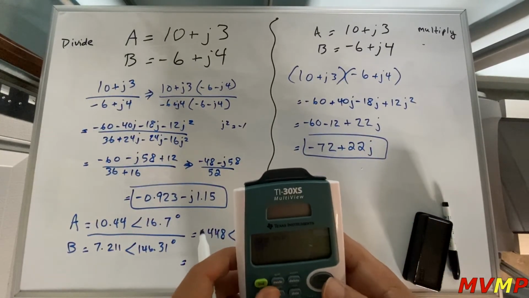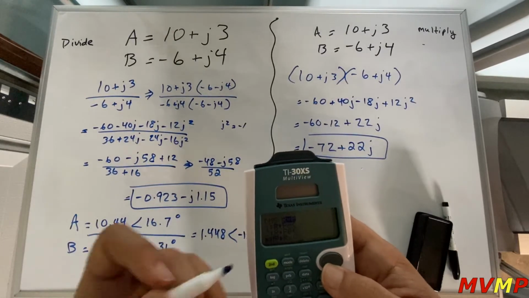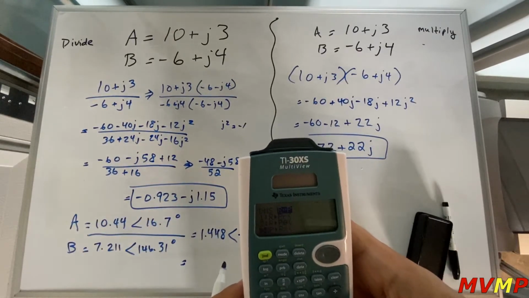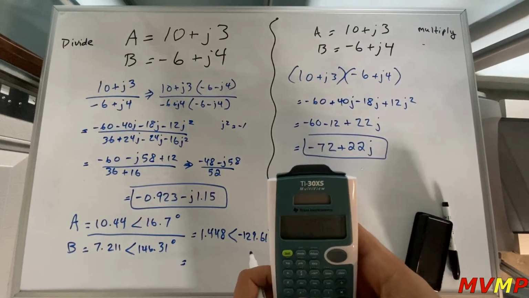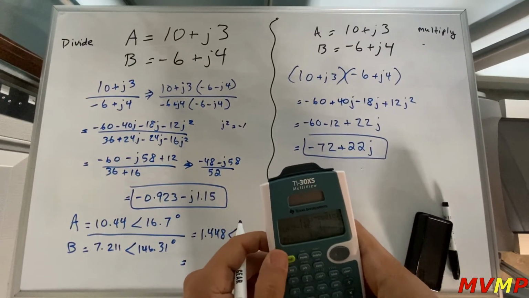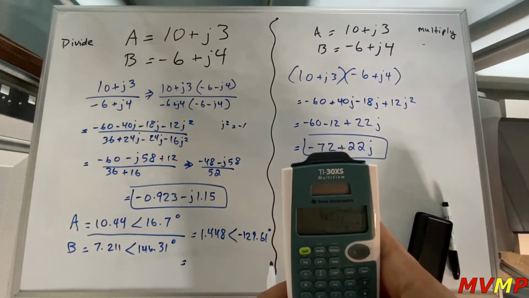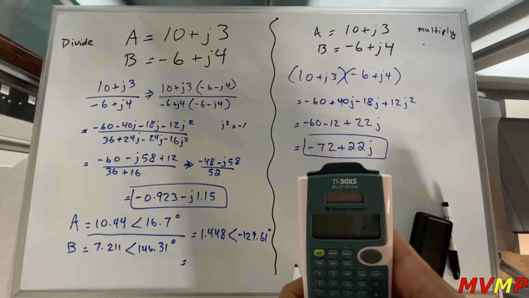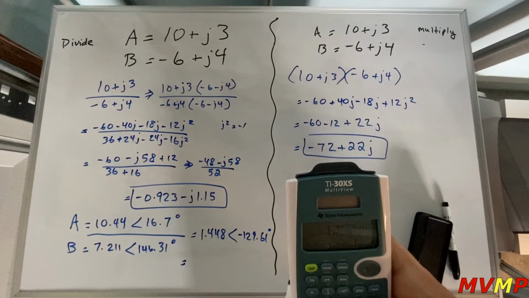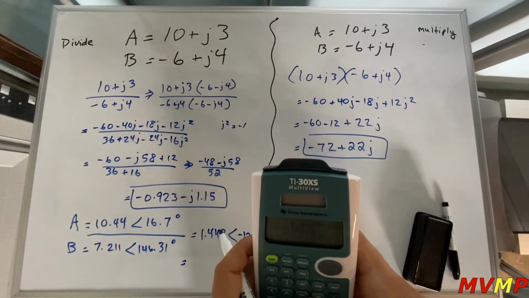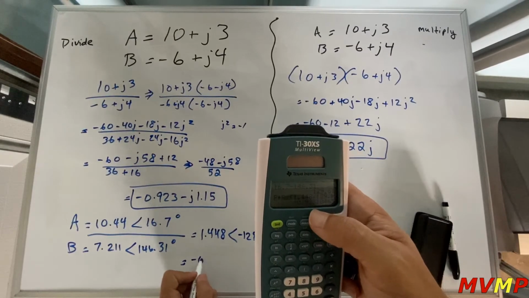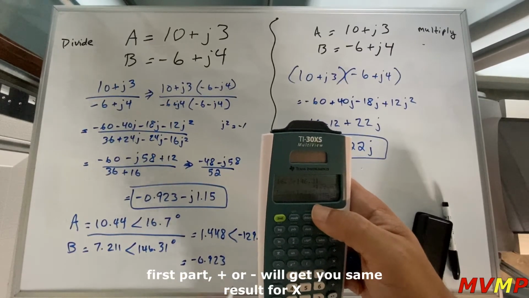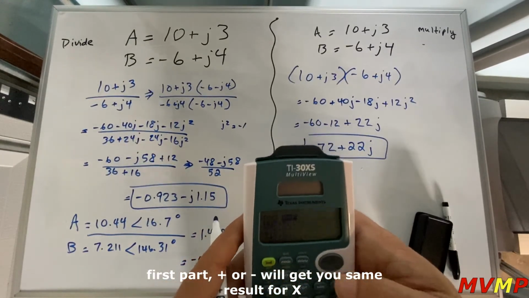So you go second angle. Now you're going to do polar to rectangular to find your X value. So you put just this 1.448, comma, and then you put minus 129.61. And that gets you your X value, minus 0.923. Then you do the same.